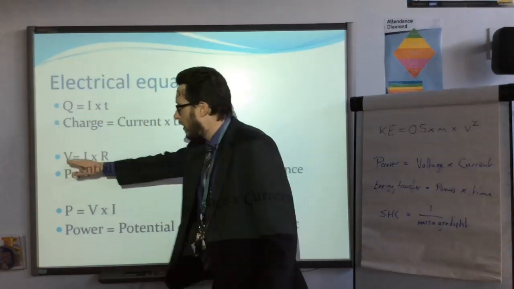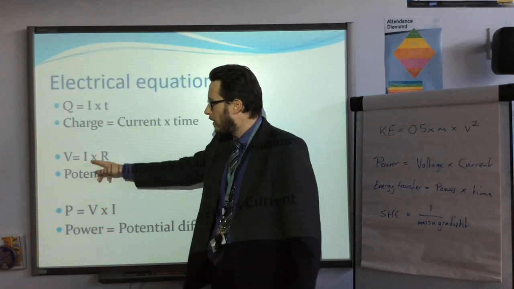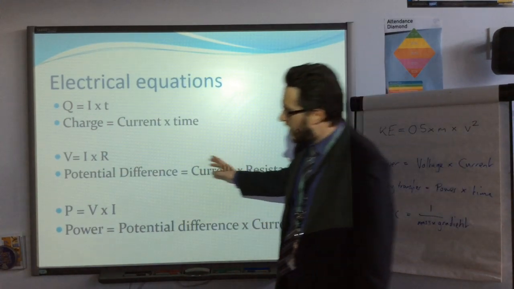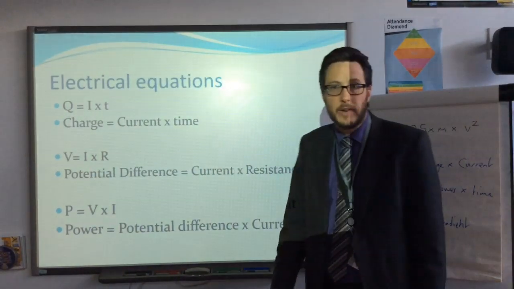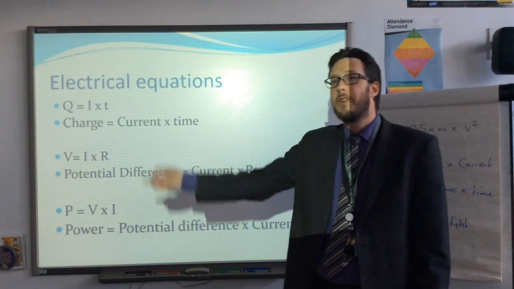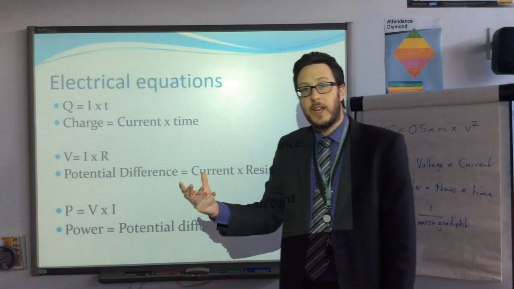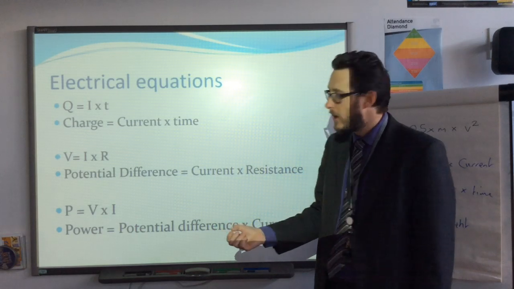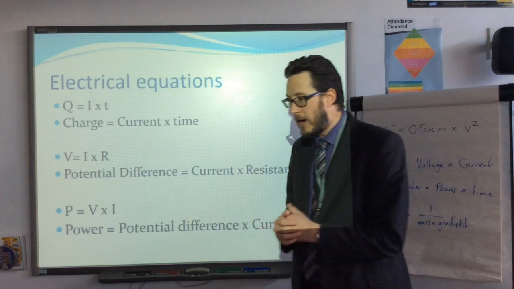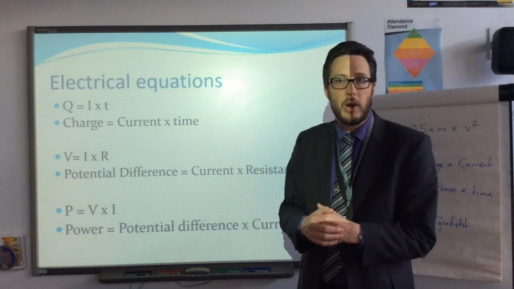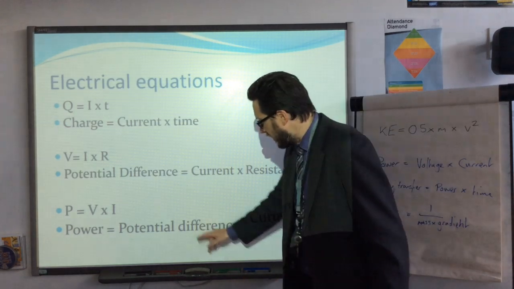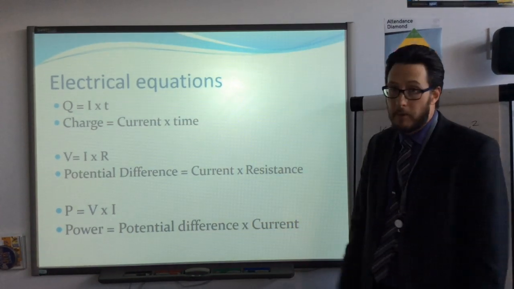A really crucial one is potential difference is equal to current multiplied by resistance. Potential difference, current times resistance. V equals IR, a fundamental of electricity. And then when we're talking about electrical power, we've already talked about power in the sense of energy transferred divided by time. You can work out electrical power, because a lot of things when you're talking about power, you're talking about electrical devices. What is the power of that electrical device? To work that out, you can do the potential difference multiplied by the current.